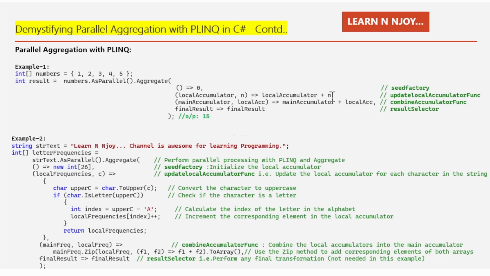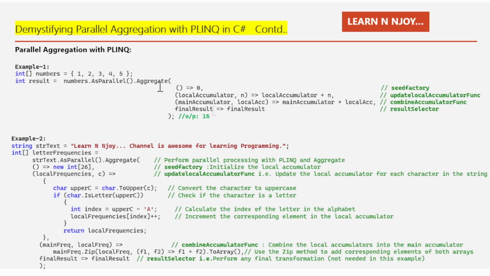What it does, it combines the local accumulators into the main accumulator. That's what I have written, main accumulator plus local accumulator. Then I have written final result goes to final result. So this line represents the result selector function that performs any final transformation on the end result. In this case, it simply returns the final result without any transform.